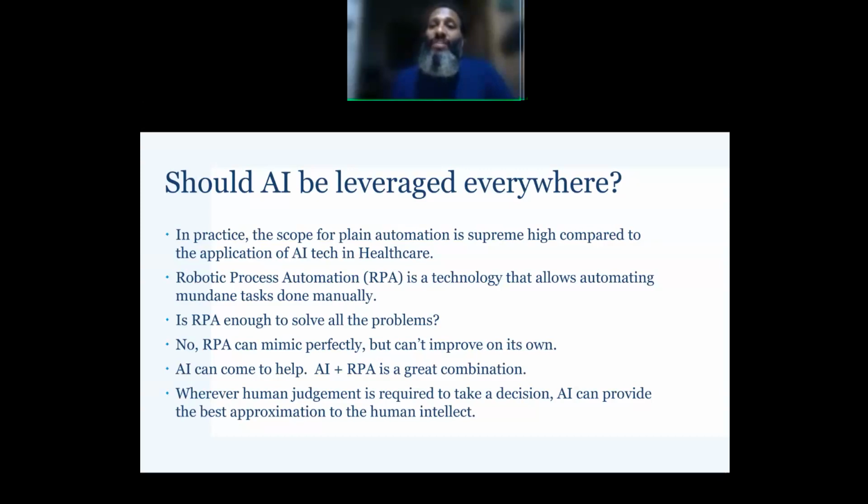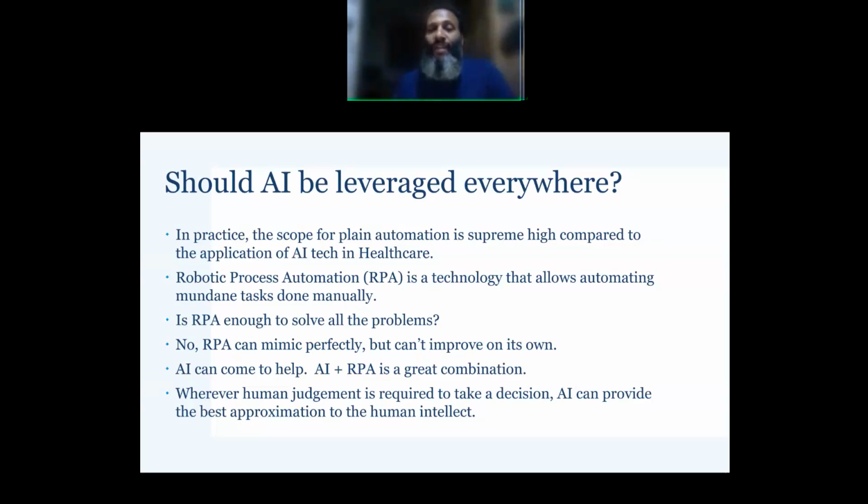So whenever human judgment is required to take a decision, AI can provide a better approximation to the human intellect. I'm still saying it is an approximation, right? If you look at 100 human beings taking a decision on a particular data point, an AI can probably generalize 70 to 80% easily without much hassle. If you want to take it to 90-95%, yeah, with a little bit of effort, it is definitely possible. So AI can provide an approximation to human judgment on particular data in a constant environment, but RPAs can't judge, cannot take decisions, cannot learn to take decisions. That is the differentiator between RPA and AI automation.